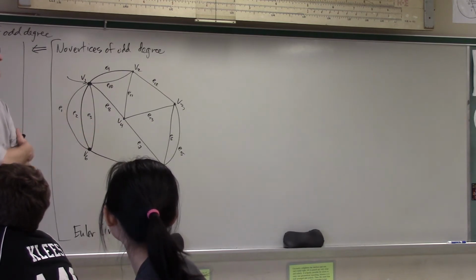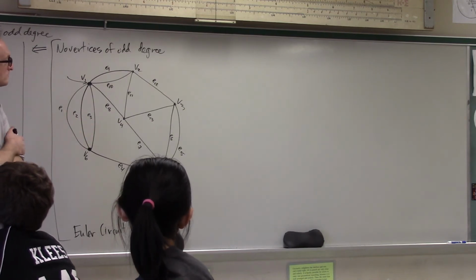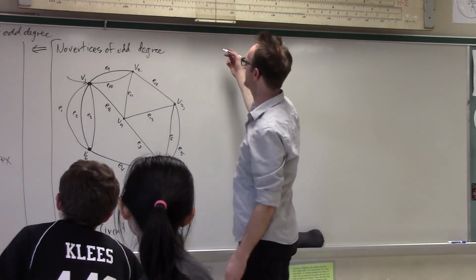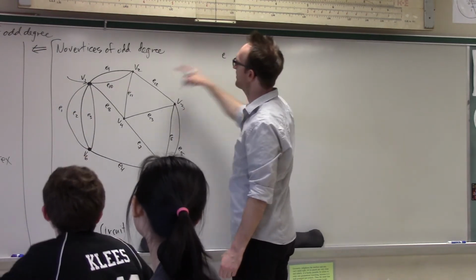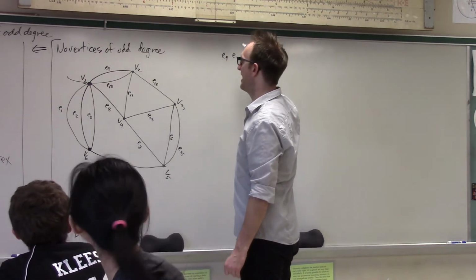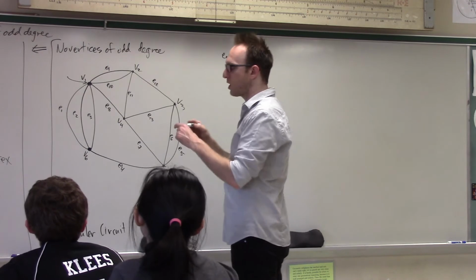Wait, then why do you need an algorithm? Isn't that the end of your argument? Oh no, because for example, suppose I start at V1 and I follow E9, and then I follow E11, and then I follow E8.